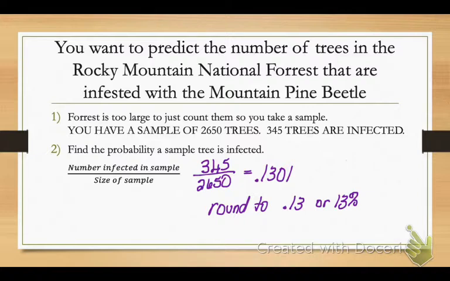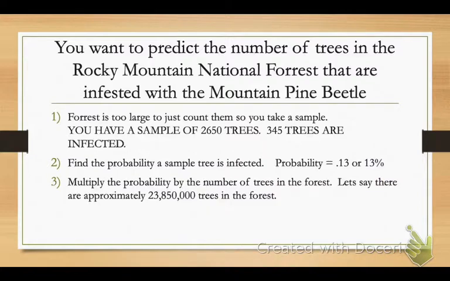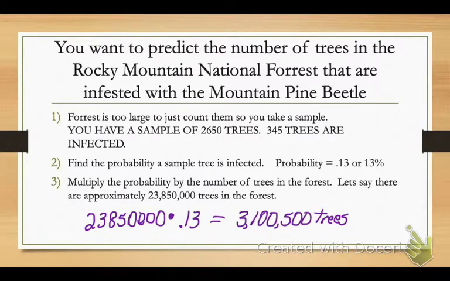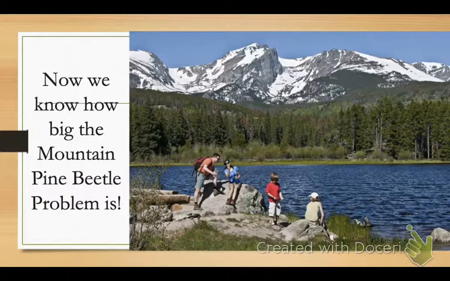So now I'm going to extrapolate that and multiply that 13% times the number of trees in the forest, which is 23,850,000 trees. And when I do that, I can predict that I think there's going to be about 3,100,500 trees in the Rocky Mountain National Forest that are infected with the mountain pine beetle. And that would be really useful information for anyone who was trying to stop this infestation or manage this forest.